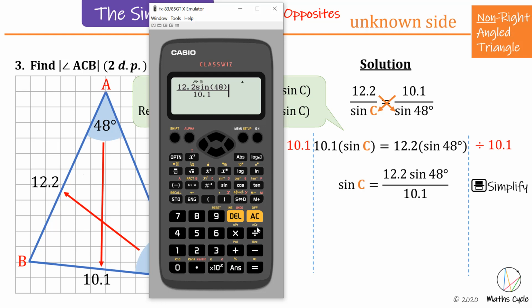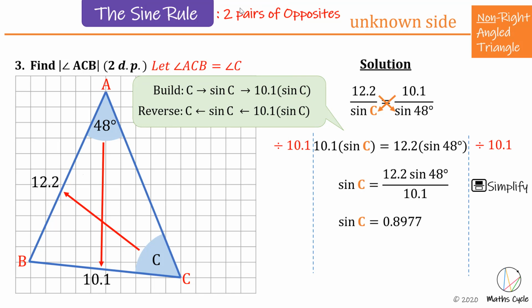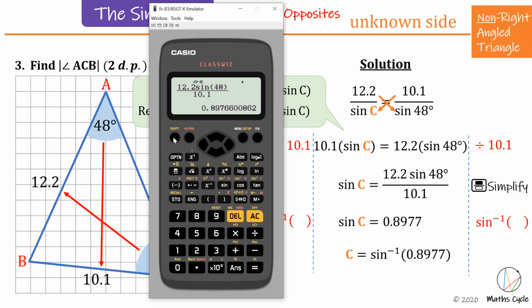And so my answer is 0.8976, and after my 6 I have a 6, so I will round up to 0.8977. So I have the sine of c, but I only want c. So to reverse sine, I use sine inverse on both sides, and they will cancel each other out to leave me with c on the left hand side that I'm looking for, and on the right hand side sine inverse of 0.8977. So I take the sine inverse, so shift sine of my answer equals 63.85, and it's correct to 2 decimal places in the question. So after my 85 I have a 2, which means I'll round down. So my answer is 63.85 degrees.